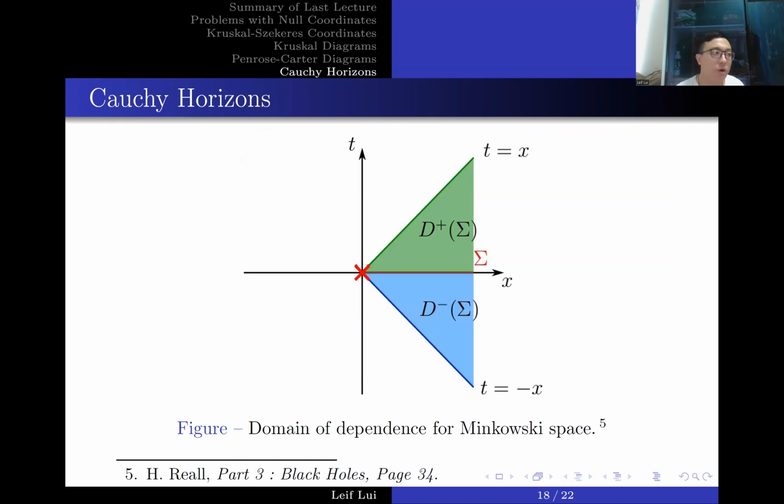So for those who are a little bit more geometrically minded, we can also think of the domain of dependence as the following. If we draw a space-time diagram of Minkowski space, the green region represents the future domain of dependence, and the blue region represents the past domain of dependence. And again, I obtained this figure from Rial's lecture notes on page 34.